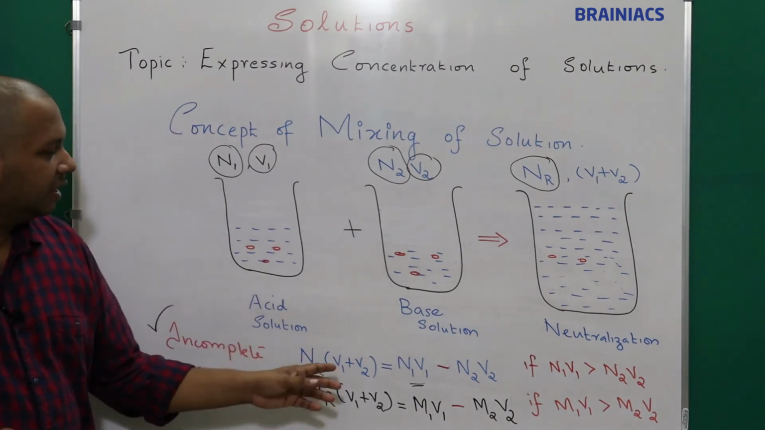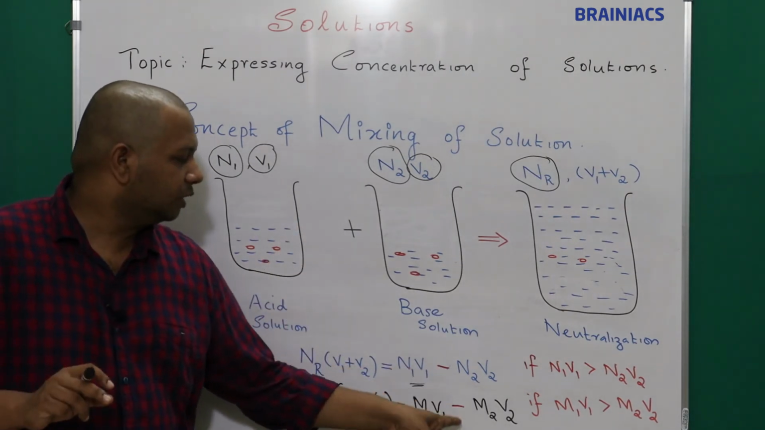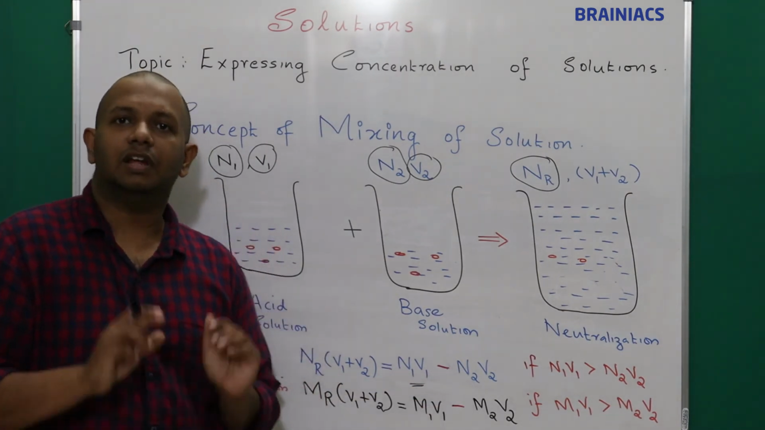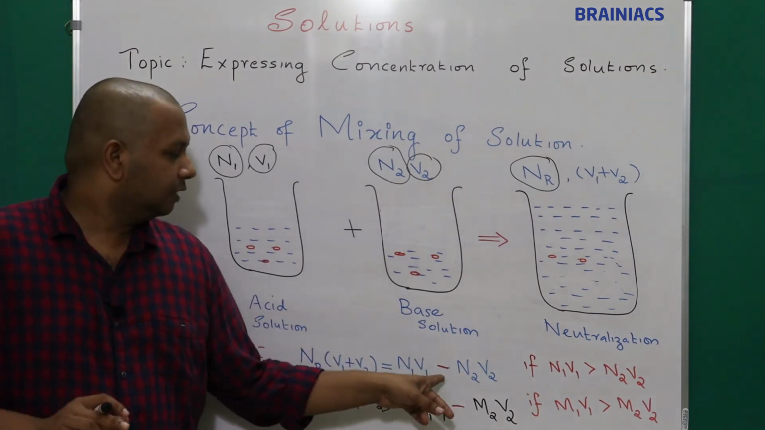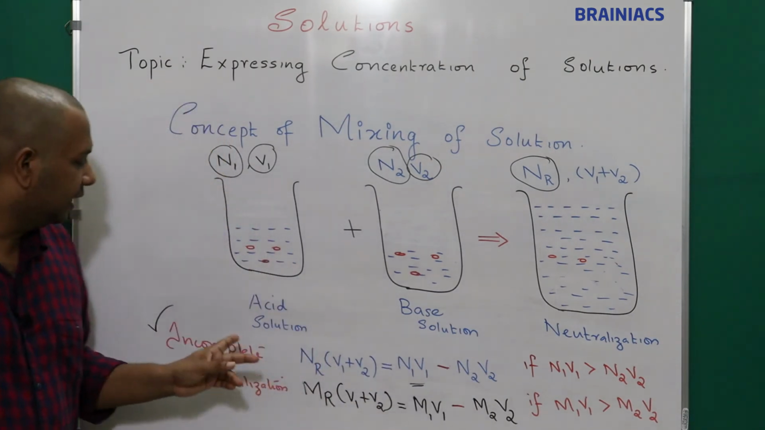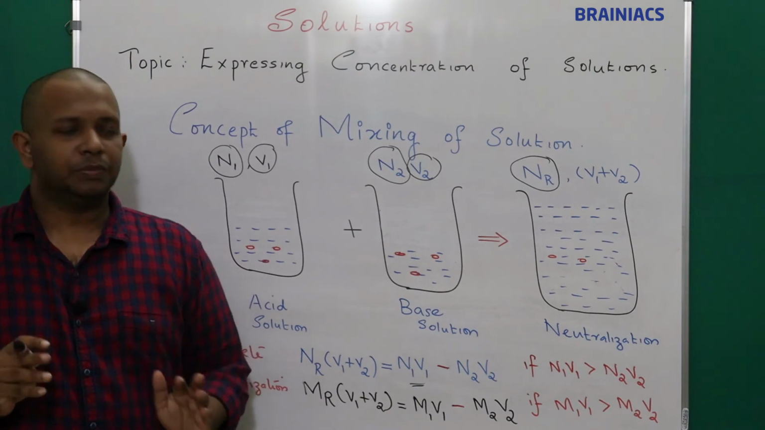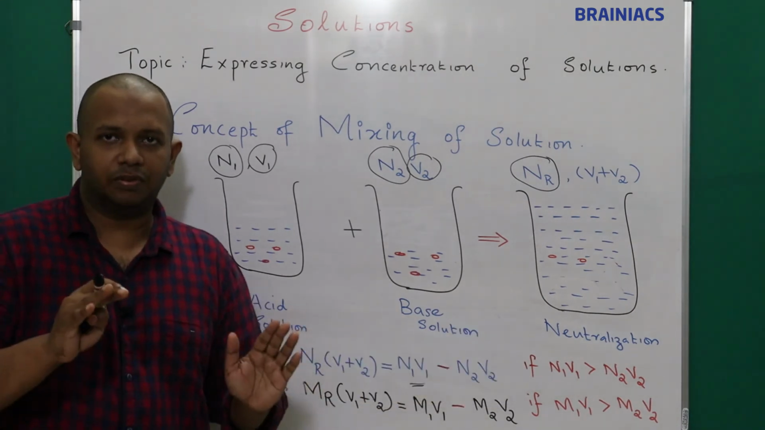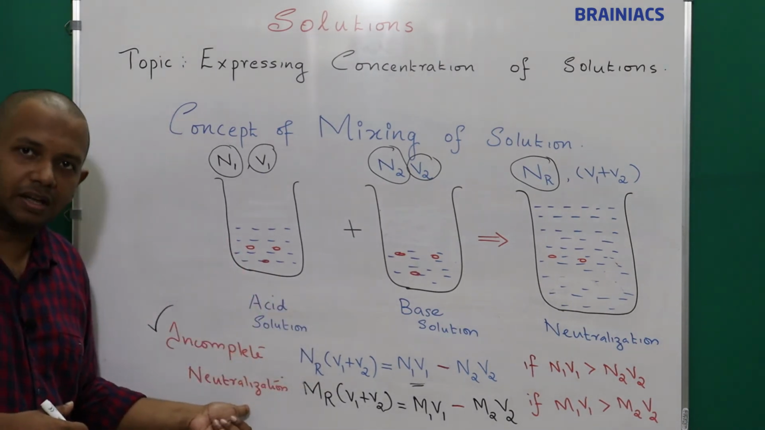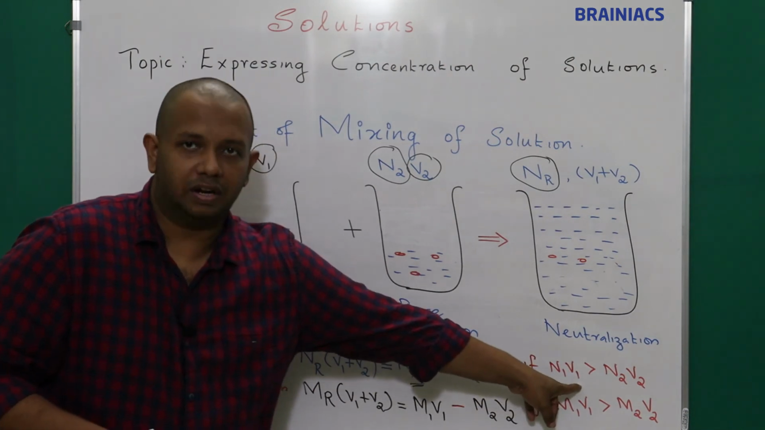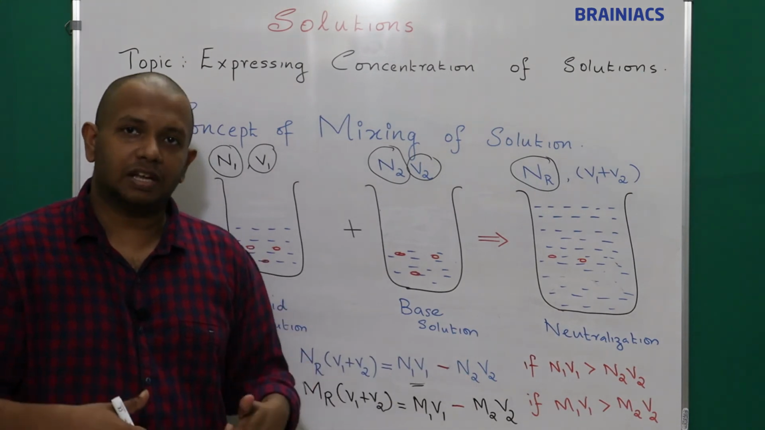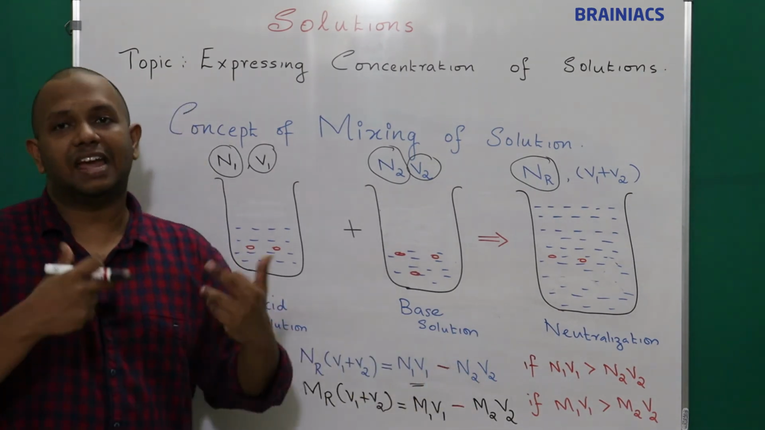So again the same formula I am writing, only the difference is that minus will come into the picture. Initially you might not know whether it is complete or incomplete neutralization. On substituting these values, if N1 V1 minus N2 V2 becomes 0, then I can say it is a case of complete neutralization. Suppose you get a positive value out of N1 V1 minus N2 V2, then it is an incomplete neutralization where N1 V1 is greater than N2 V2. Suppose you get a negative value, what does that mean? It means N2 V2 is greater than N1 V1.